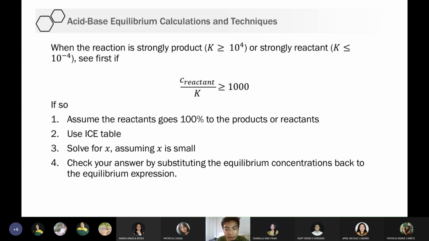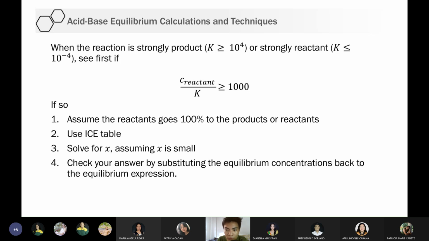So what is our idea there? When our K is 10 raised to 4, that means the reaction will proceed towards the product side, so most of the equilibrium species are products. When K is equal to 10 raised to negative 4 or lower than that, that means most of the equilibrium species are reactants. So that is the first thing you check to see if you can use this technique. Look first if the exponent of your scientific notation is positive 4 or above, or negative 4 or below.